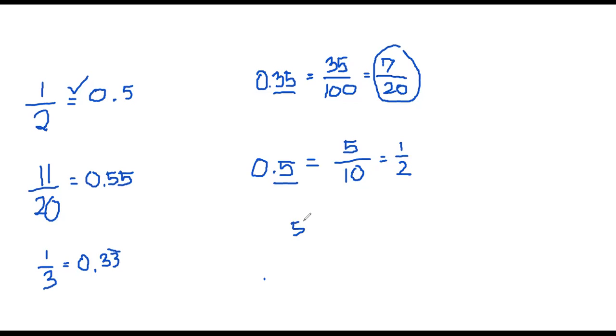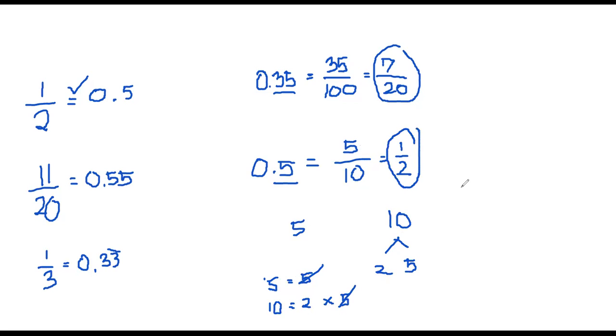Kapag ginamitan natin yan ng factor, ang 5 naman prime number na. Ang 10, so 2 and 5. Diba? So, ang 5, meron lang siyang 5. Then, ang 10 naman, meron lang siyang 2 at 5. 2 times 5. So, pareha silang may 5 lang. So, divide mo yung 5 sa 5, 1. Divide mo yung 10 sa 5, 2. So, we have 1/2 na sagot.